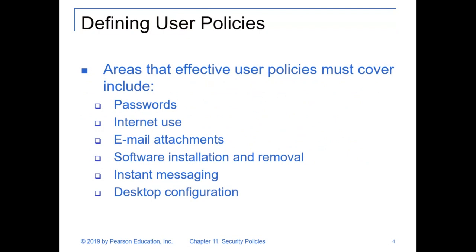So, as I said, a good user policy outlines specifically how people may use a system and how they may not. It says this is what can be done, this is what cannot be done. For your policy to be effective, some areas that must be covered include password policies, internet use, email attachments, software installation and removal, instant messaging, desktop configuration. Keep in mind, though, that for a policy to be effective, it needs to be quite specific and very clear about the objectives.